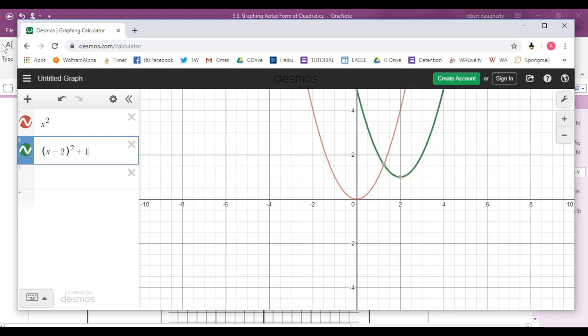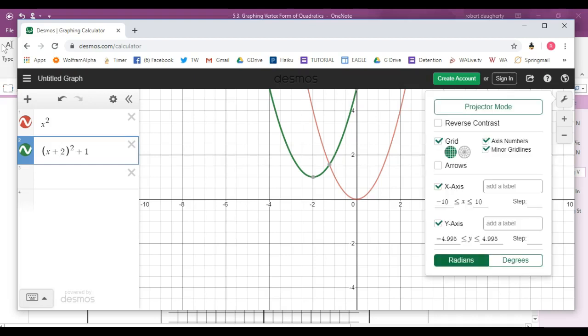So now we've got x squared, and we graphed x minus 2 squared plus 1. What happened? Yeah, it moved. So x minus 2 moved it where? 2 to the right. And then what did the 1 do? It moved it 1 up. While you're here, backspace and make that an x plus 2. What did that do? It moved it to the left 2 and up 1.